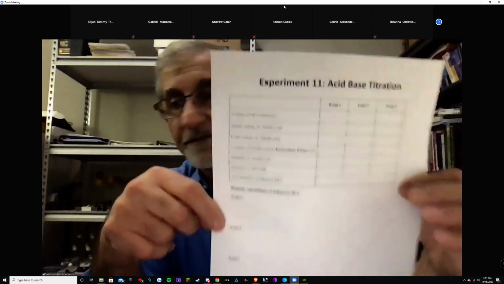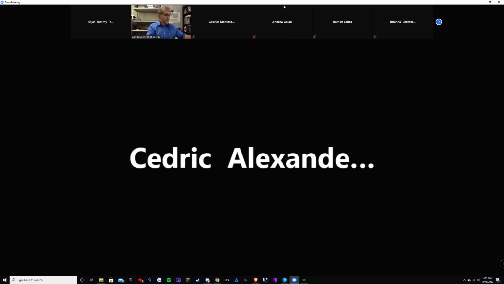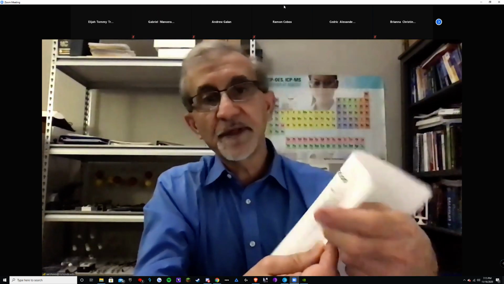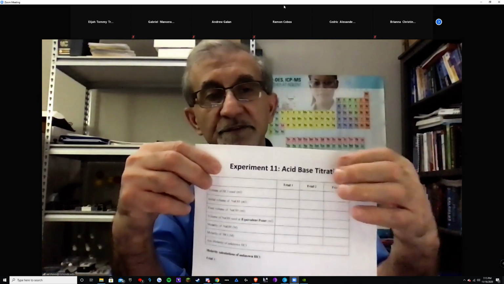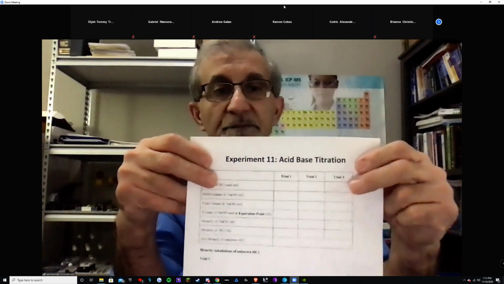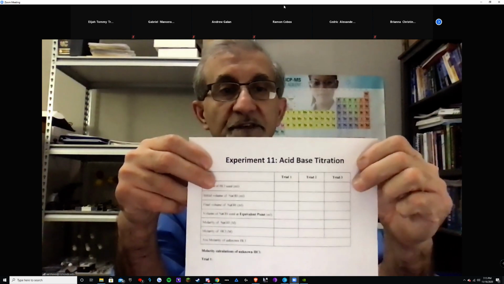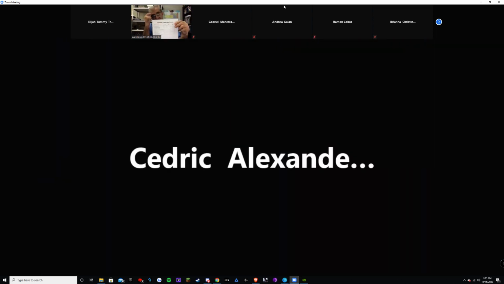Do you all have that table? Where should I find it in the Canvas shell? This is under the folder experiment 11. So click on experiment 11, and there's a PDF embedded inside it. Click on assignment, experiment 11, under assignments. PDF, yeah, I got that.